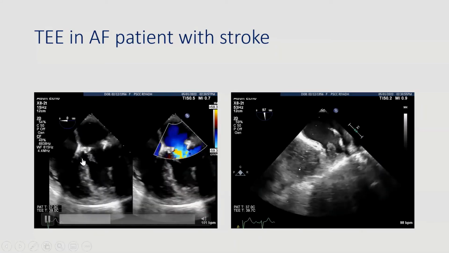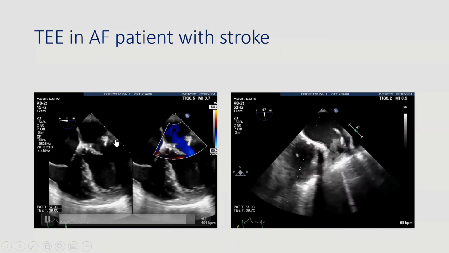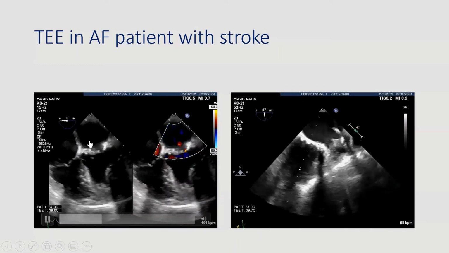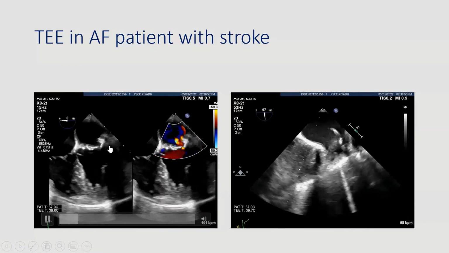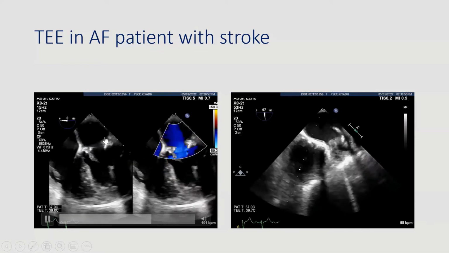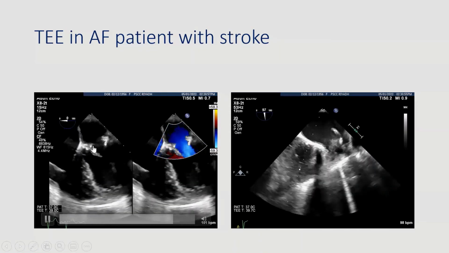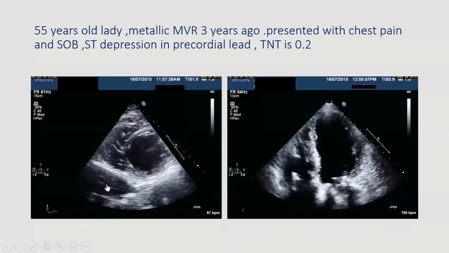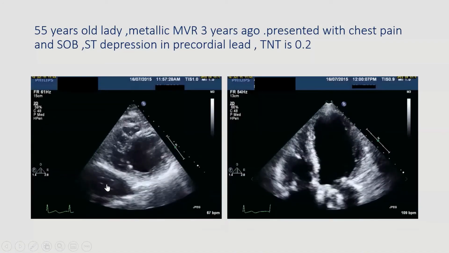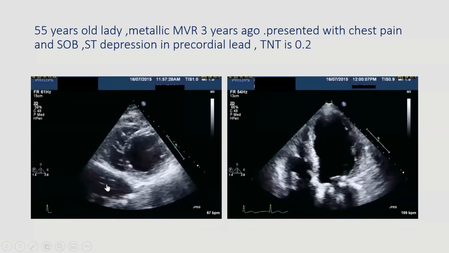You might have also appreciated that the mitral valve is severely degenerative and calcified. You see the calcification here. This is MAC, mitral annular calcification, and you also have calcification on the anterior leaflet. Okay, good.